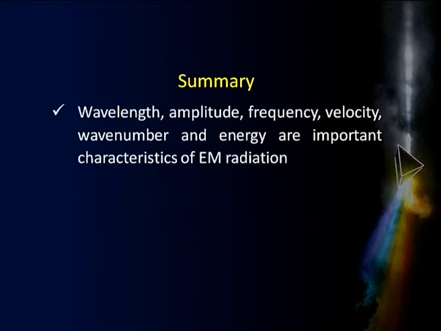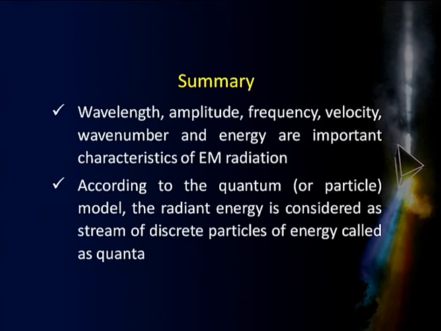And then we tried to understand the different characteristics which characterize our EM radiation. They happen to be wavelength, amplitude, frequency, velocity, wave number and energy, etc. So, we have tried to visualize each one of them, understand the significance of that, and also more importantly we have seen the interrelationships between them, because they are very pertinent, very useful for us at a later stage.